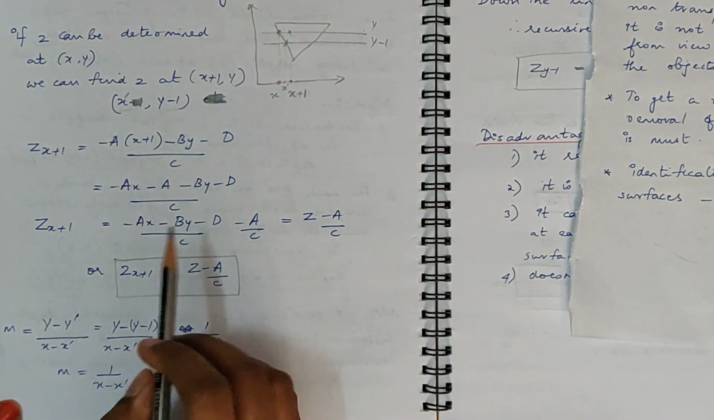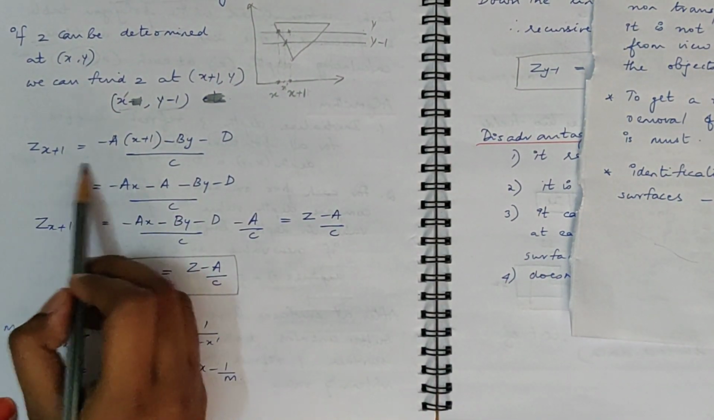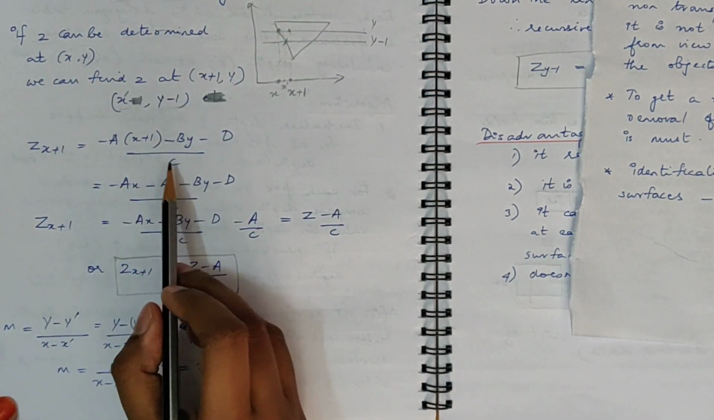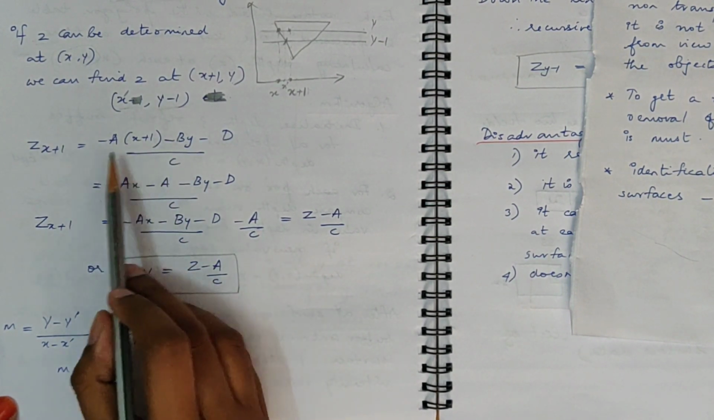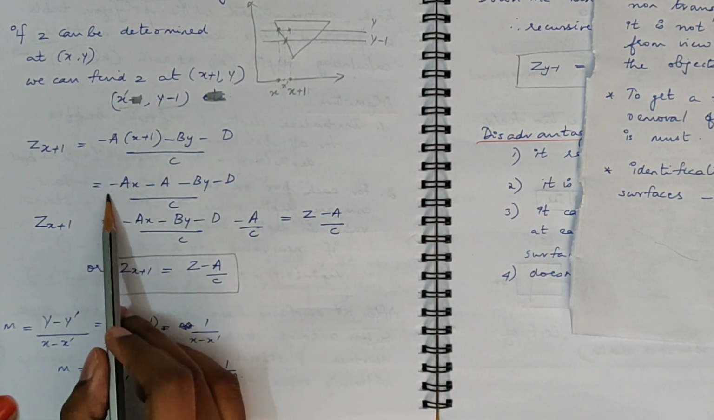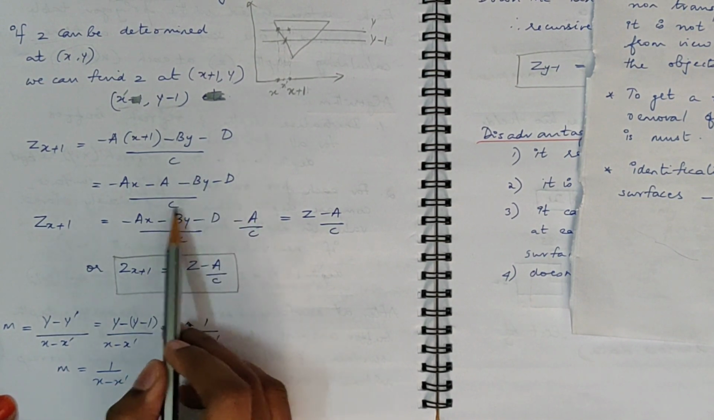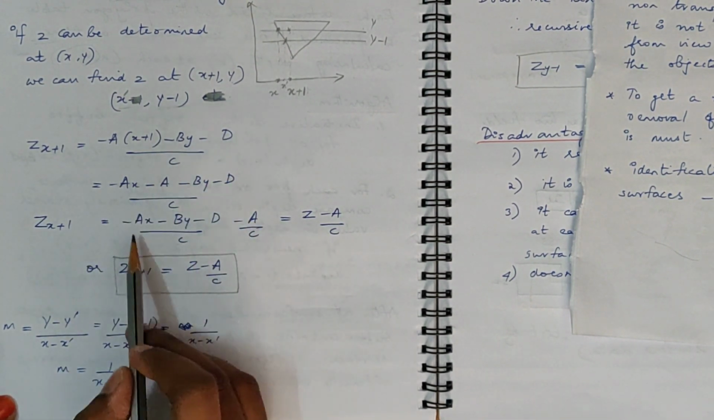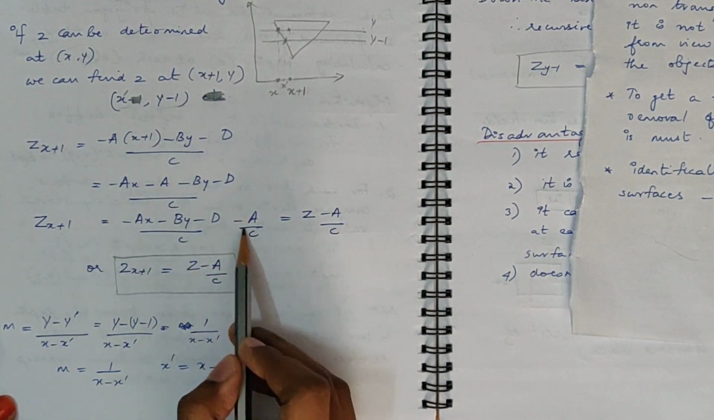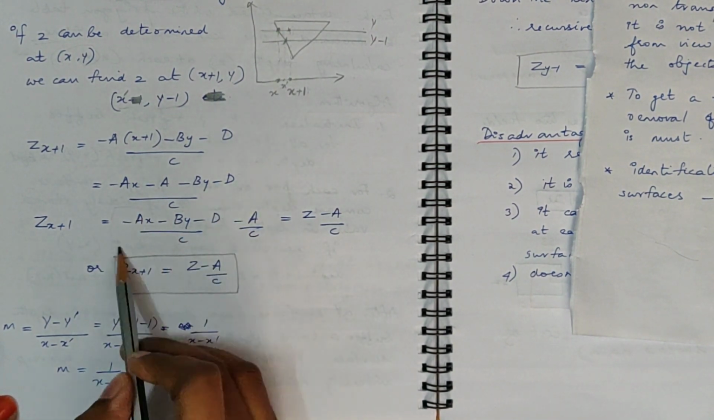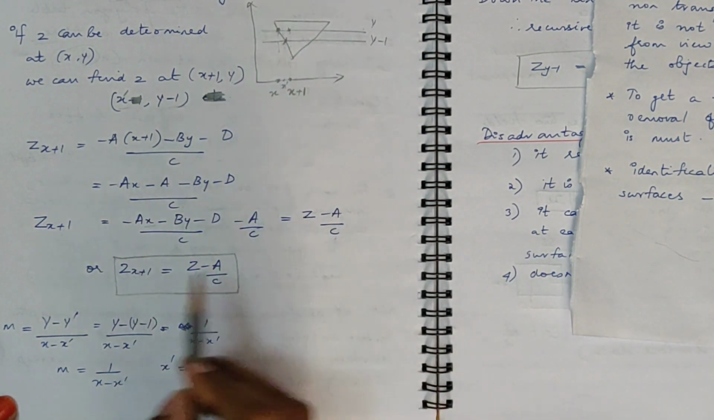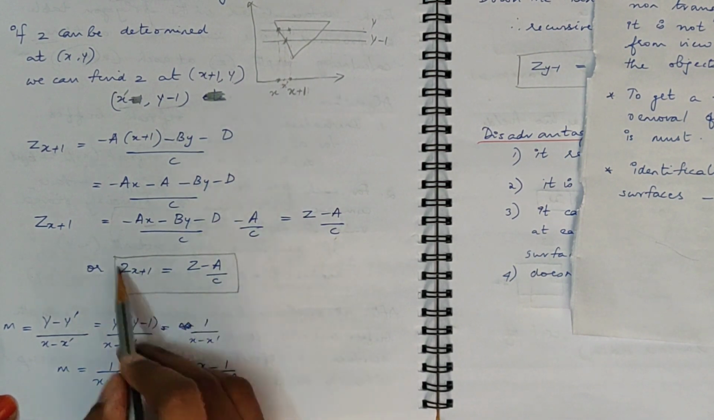In order to calculate the value at z x plus 1, you can directly substitute in the plane equation. If you substitute x plus 1 instead of x, you will get minus a times x plus 1 minus by minus d by c. If you expand, you get minus ax minus a minus by minus d by c. This can be rewritten as minus ax minus by minus d by c, minus a by c. This is nothing but z at position x, so it can be rewritten as z minus a by c. So z at x plus 1 can be found out as z minus a by c.